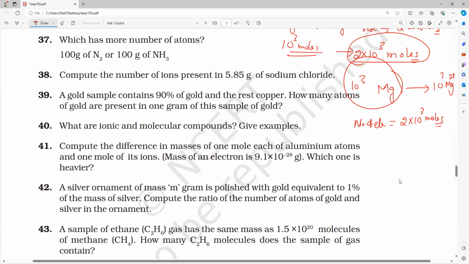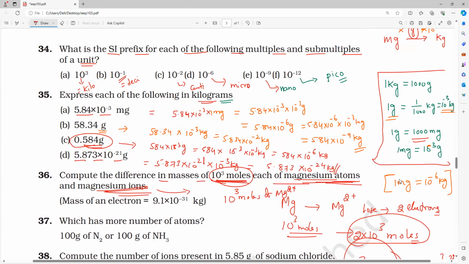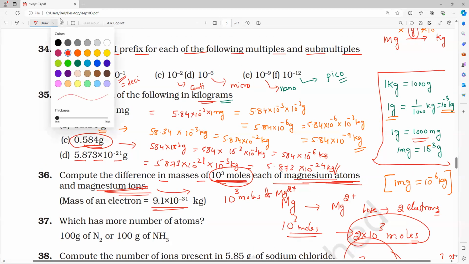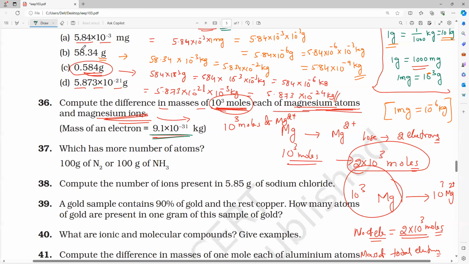So what is the total mass of electrons? Let us find. Very important and very interesting question. Mass of total electrons. So this is the number of electrons, and they have given the mass of one electron. Observe, what is the mass of one electron? It is 9.1 into 10 power minus 31.